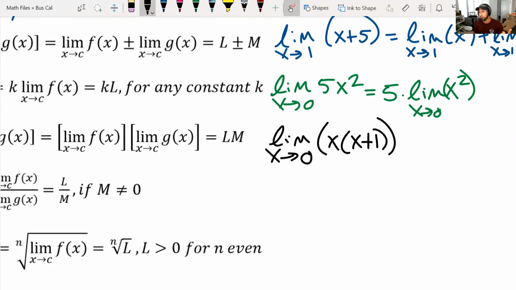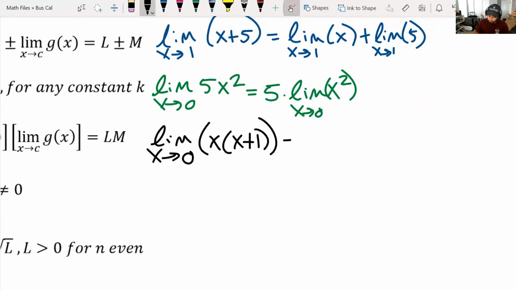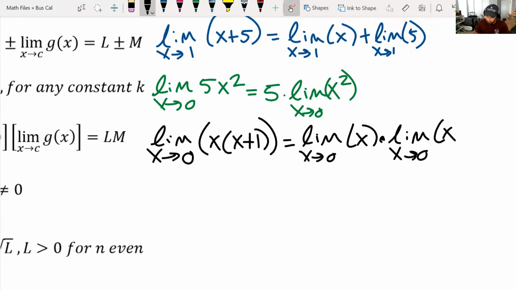I have 2 terms inside the parentheses, which means I can split this into 2 limits. And remember, I could have more terms if I had 3 terms, if I had 4 terms. However many terms are in there tells you how many times you can split the limit. So I can rewrite this as the limit as x approaches 0 of x times the limit as x approaches 0 of x plus 1. That's it. I can split it into multiple limits, no matter how many terms are in there.